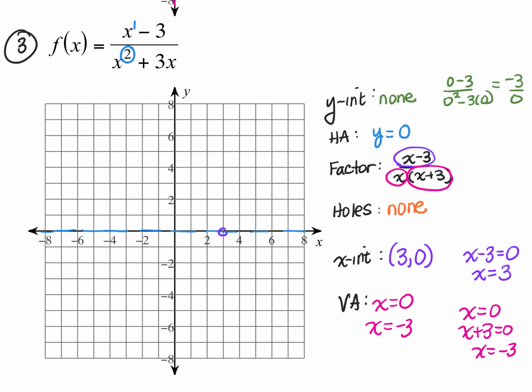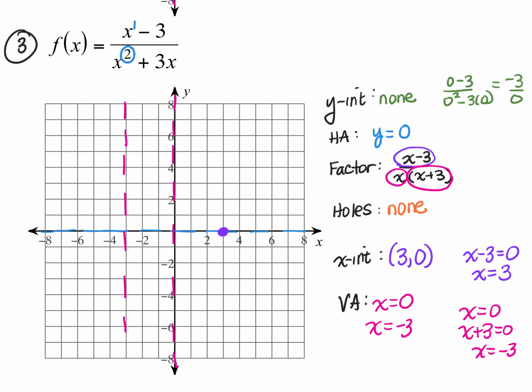Now, some of you might be bothered by the fact that the horizontal asymptote has an x-intercept on it. We talked about that last week. It is okay for us to touch and go from the horizontal asymptote. The one thing that we can never do is cross through our vertical asymptotes. So these are x equals 0 and x equals negative 3.